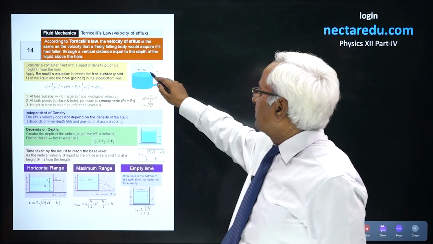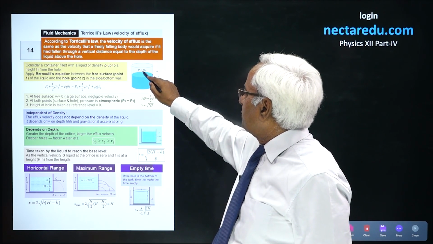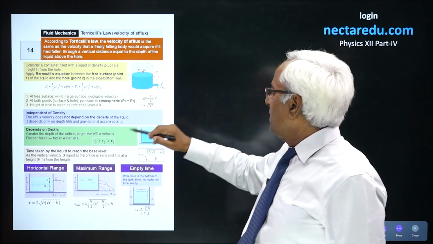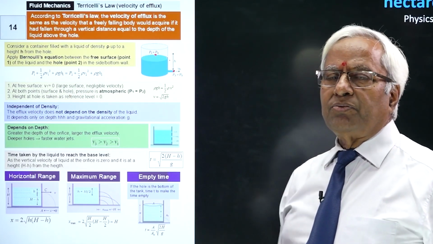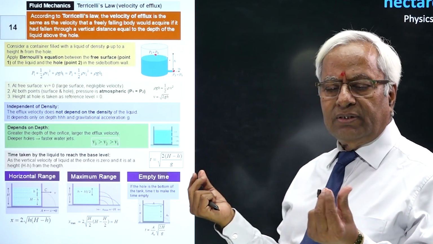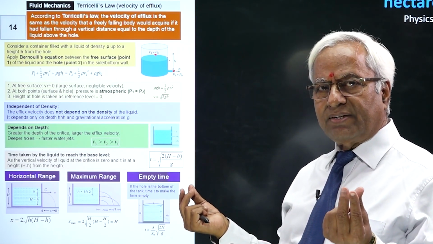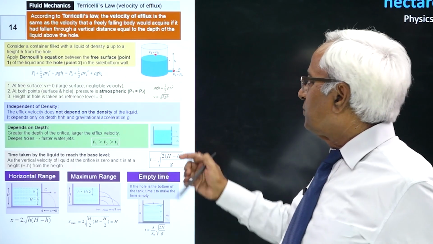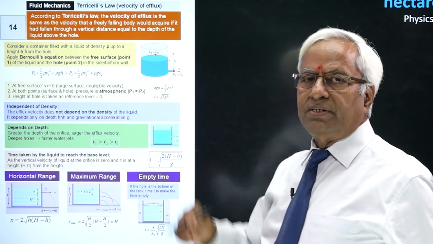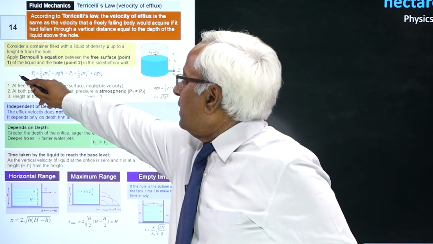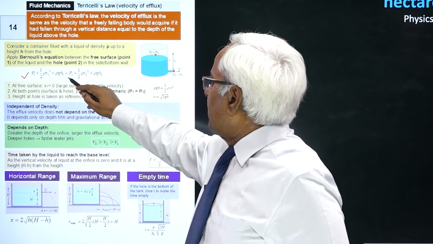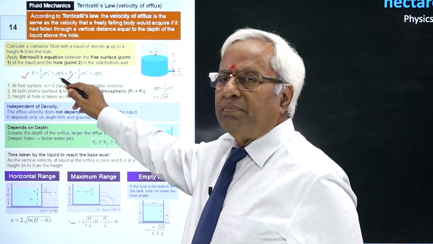One is the free surface. One point we are going to consider at the free surface and the other is at the outlet. You see, at both the points, there is clear access to the atmosphere. So, you could say both are subjected to the atmospheric pressure. Now, two terms will be written as same, P1 and P2.